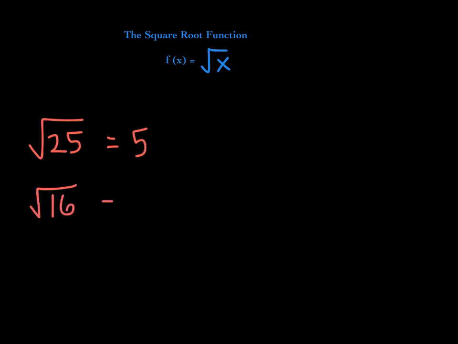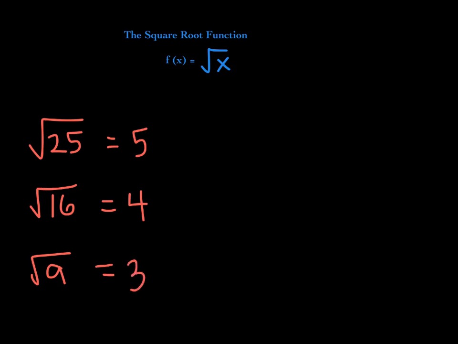The square root of 16 is asking you for the real number whose square is 16. That would be 4. You could keep going, right? And the square root of 9 means what real number squared gives you 9, which would be 3, and so forth.